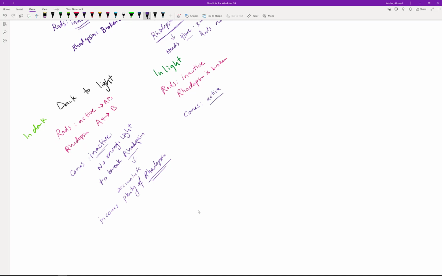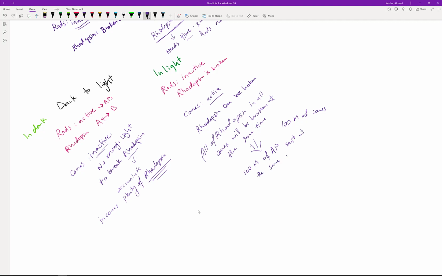What does it mean active? It means that rhodopsin can be broken. Since the cones already accumulated plenty of rhodopsin, all of this rhodopsin in almost all cones will get broken at the same time. What does this mean? If we are talking about roughly 100 million cones in each eye, then we are talking about 100 million action potentials sent at the same millisecond.